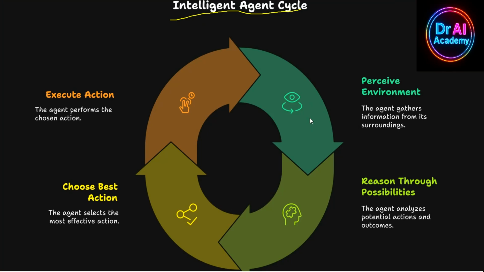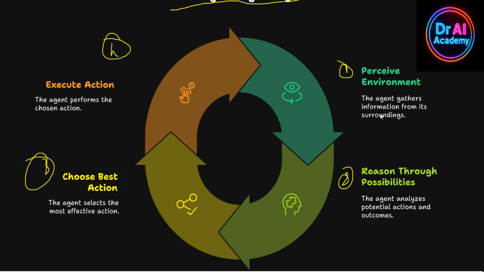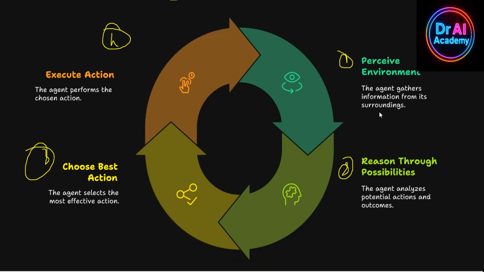Imagine someone who observes the world around them, remembers useful information, makes smart decisions, and takes action to achieve a goal. That's exactly what an intelligent agent does, but in software form. An intelligent agent is a program that perceives its environment, reasons through possibilities, chooses the best action, and executes that action. It works in cycles. It sees, thinks, and acts continuously.